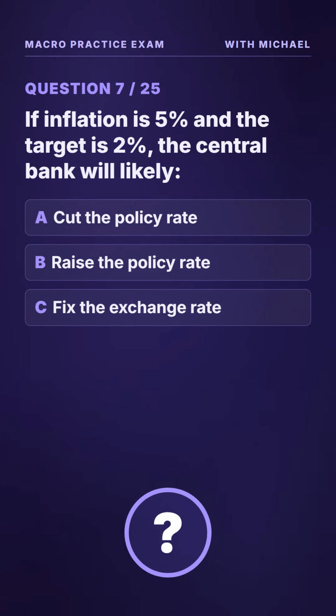Question 7. If inflation is 5% and the target is 2%, the central bank will likely A. Cut the policy rate. B. Raise the policy rate. C. Fix the exchange rate.